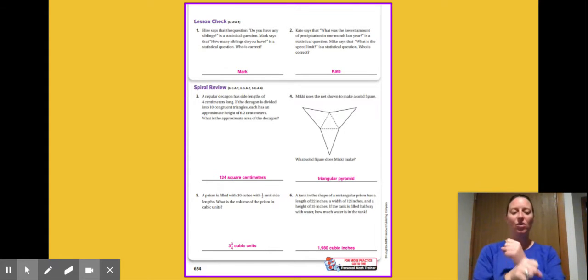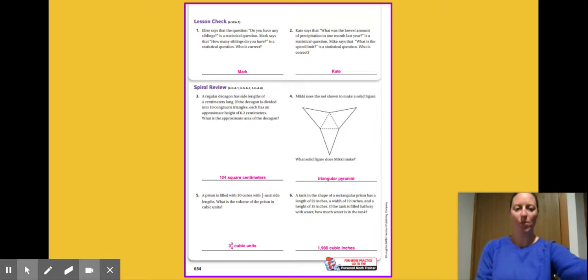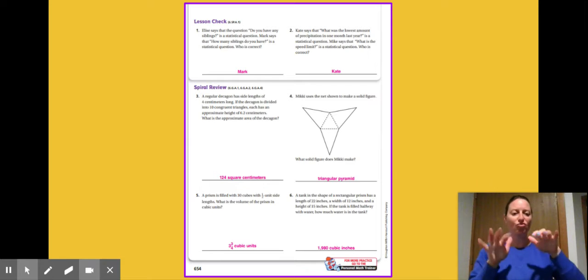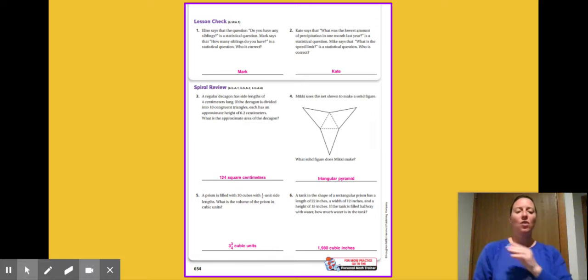Number 2, Kate says, what was the lowest amount of precipitation in 1 month last year? Is that a statistical question? Mike says, what's the speed limit? Is that a statistical question? Who is correct in asking a statistical question?